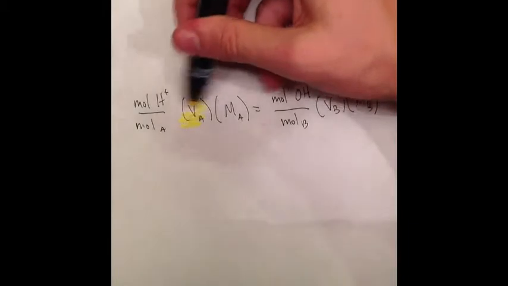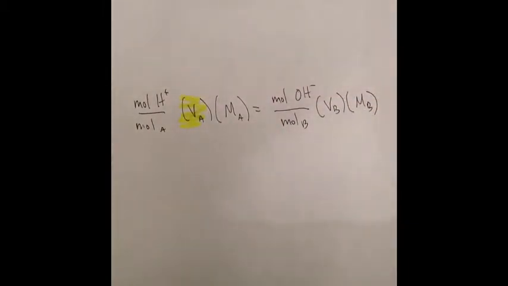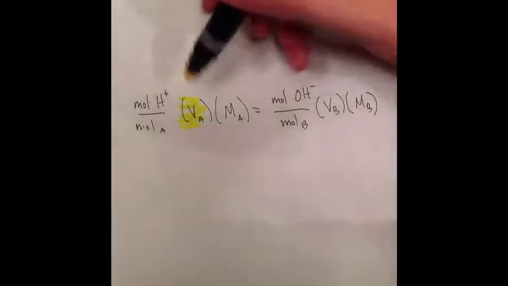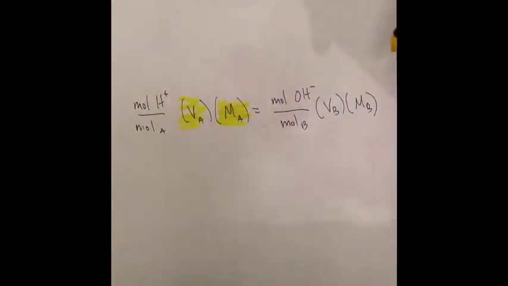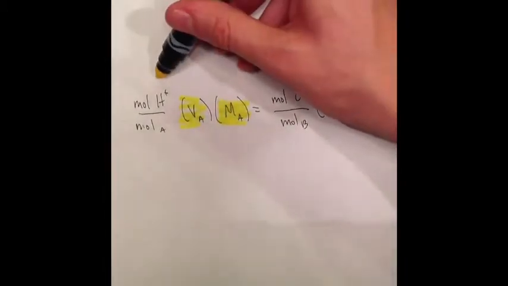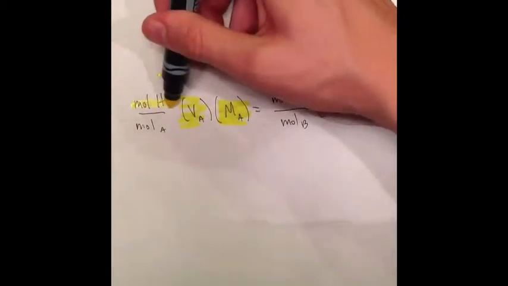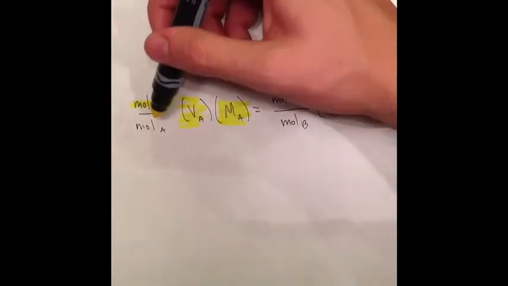This variable refers to the volume of the acid. This variable refers to the molarity of the acid. This fraction refers to the number of moles of hydrogen for 1 mole of the acid.